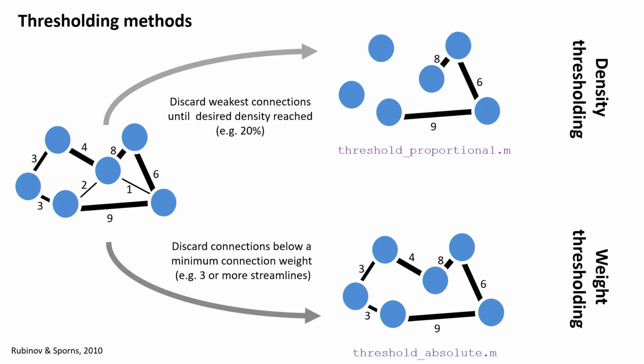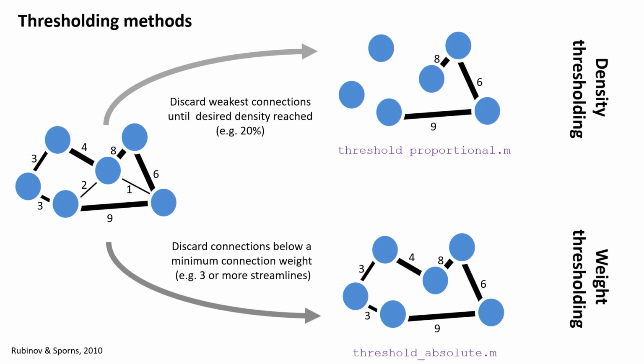The other method is called weight-based or weight thresholding. And in this case, rather than specifying a connection density, we specify a minimum connection weight, whether that be streamlines or a correlation coefficient. So in this example, we say we only maintain connections that comprise 3 or more streamlines.